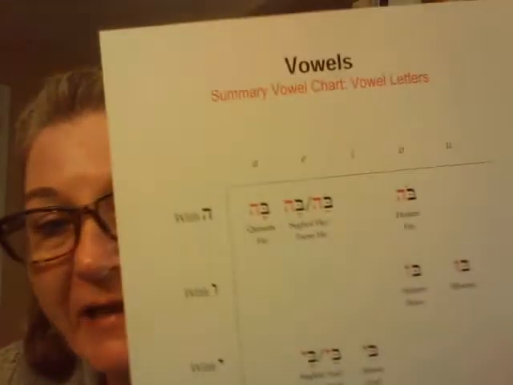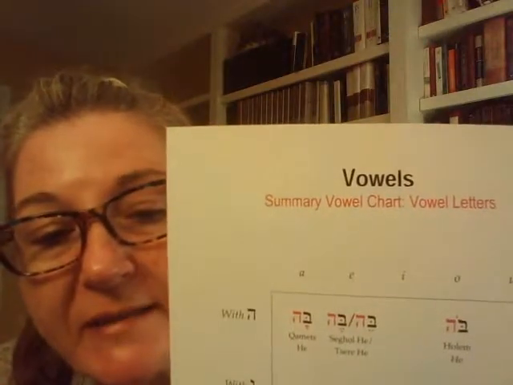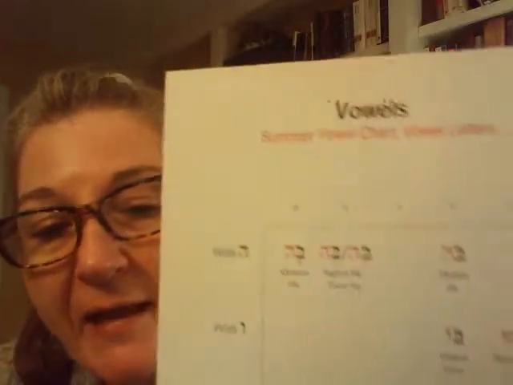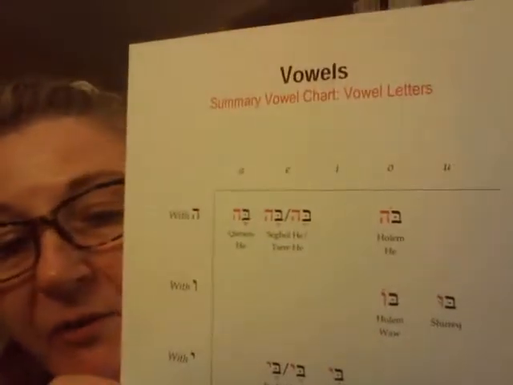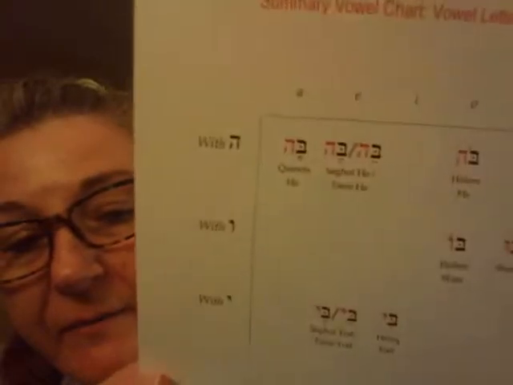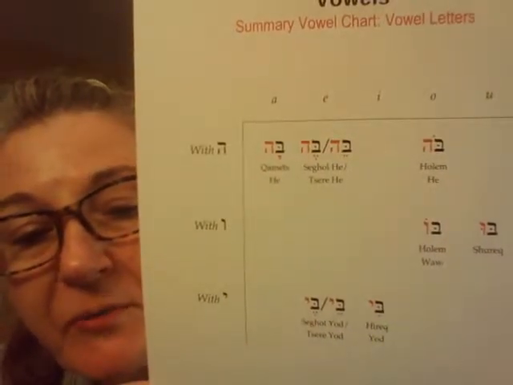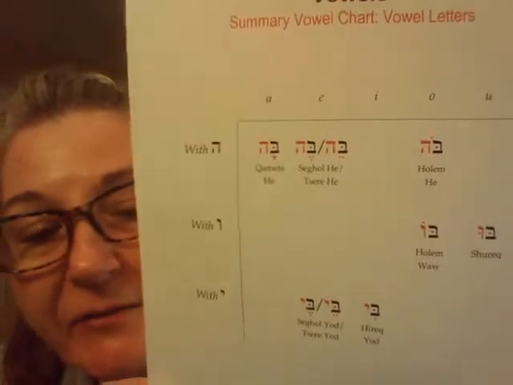So let's look at the hey, the vowel, and the yod and summarize here. With the hey, you have your comets hey, your sagol hey, saray hey, and holum hey. With the wow, you have the holum wow and the shurik. With the yod, you have the sagol yod, the saray yod, and the hirik yod.